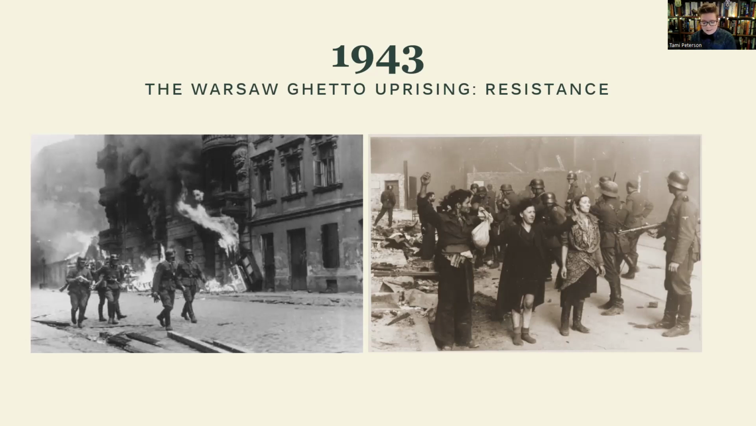However, there were acts of resistance, large and small, that helped some to survive. Uprisings took place at the death camps of Sobibor, Treblinka, Auschwitz-Birkenau, after one of the best-known acts of resistance, the Warsaw Ghetto Uprising, on April 19th, 1943.